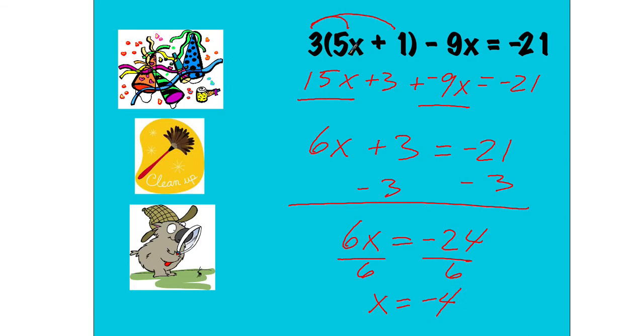Again, putting that in, 5 times negative 4 is negative 20, plus 1 is negative 19. Negative 19 times 3 is negative 57, and then minus a 9 times negative 4 is a negative 36. This is the same as adding 36, and when we add 36 to a negative 57, we do get a negative 21.